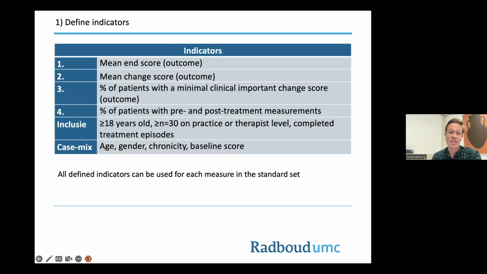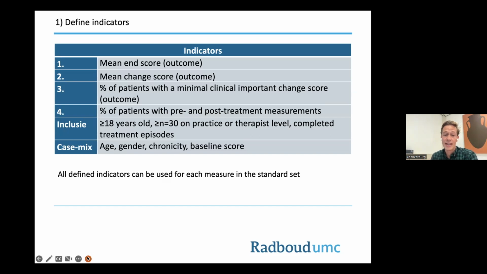So the first step was to define the different types of indicators. First of all, based on the standard set, we could estimate the mean end score of patients that were treated by physical therapists, the mean change score. The third one was the percentage of patients with a minimal clinical important difference. And the last indicator was the percentage of patients with pre and post treatment measurement.